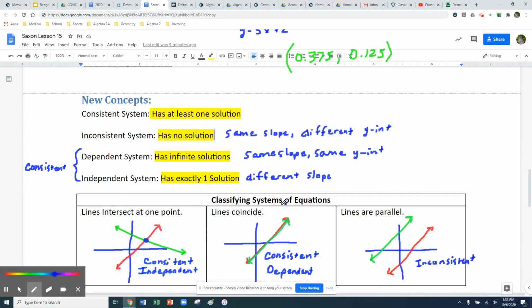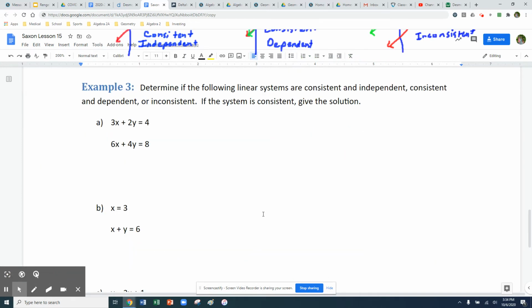Some other patterns we'll see with these classifications is when we have an inconsistent system, that's going to mean the lines are parallel. They'll have the exact same slope and a different y-intercept. If we're talking about a dependent system, they'll both have the same slope and the same y-intercept because they have to be the exact same line. And independent, all we're looking for is that we have a different slope. If two lines have a different slope, eventually they will intersect each other.